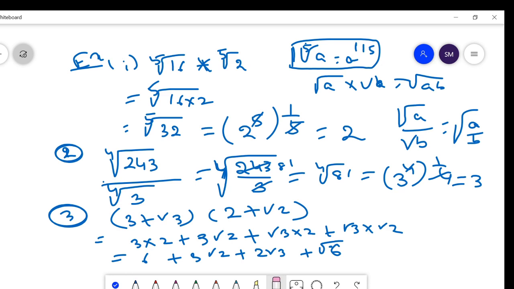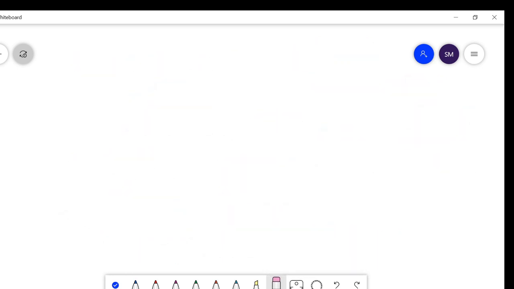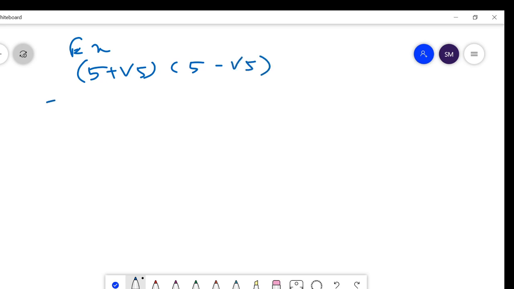Another example, simplify: 5 plus root 5 into 5 minus root 5. Then by using the identity a plus b into a minus b, what do you get? a square minus b square. 5 square is 25, root 5 square is 5. 25 minus 5, we get the answer 20.